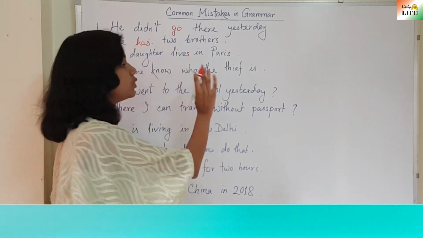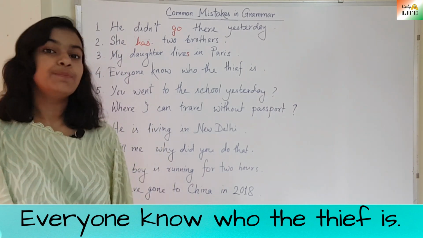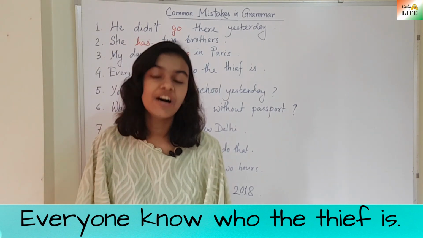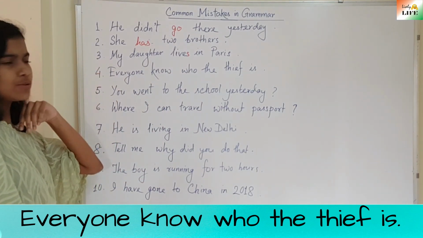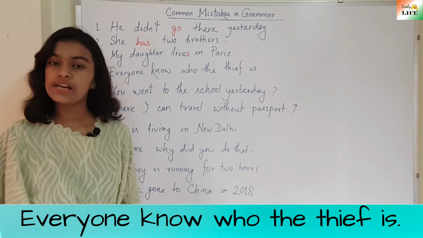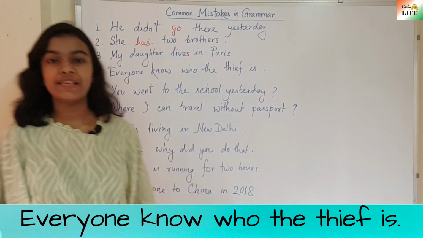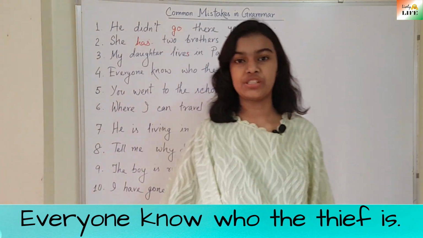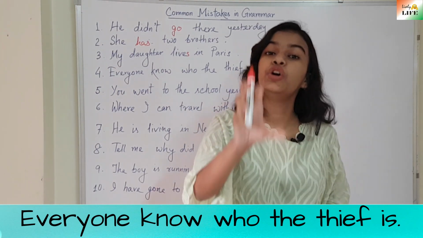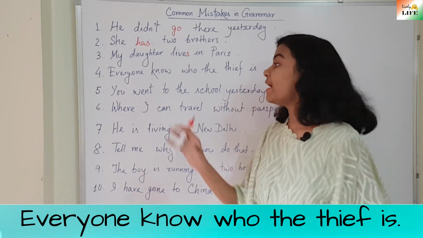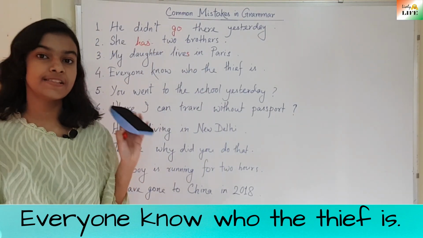Everyone know who the thief is. This almost sounds like a correct sentence, but here also we have a mistake. Everyone actually sounds like a plural subject, right? Third person plural subject. But everyone is basically used as a singular subject. Everyone means I'm talking about all of the people, but together in a group. So at that time, everyone is considered as a third person singular subject.